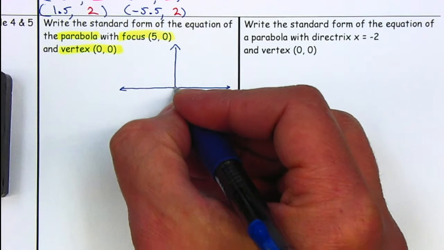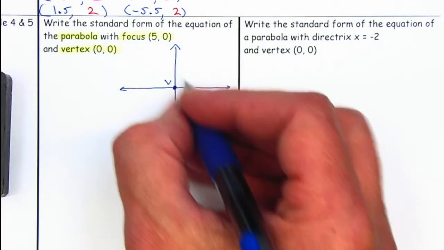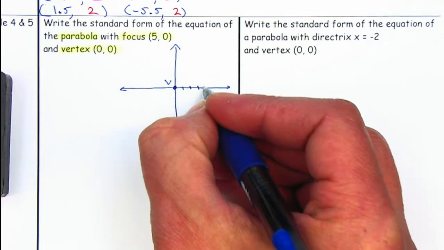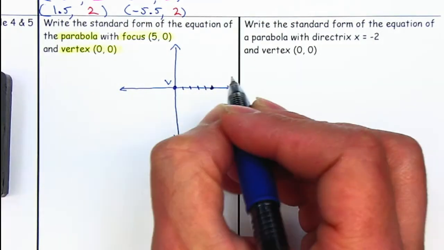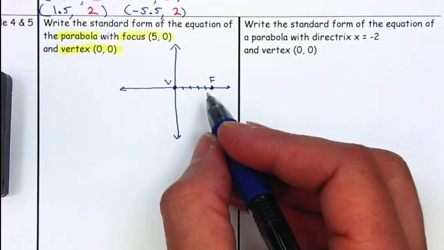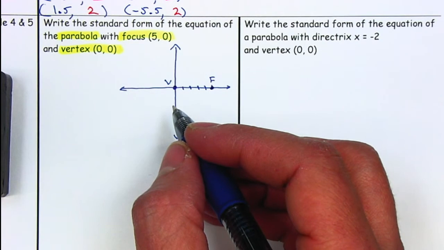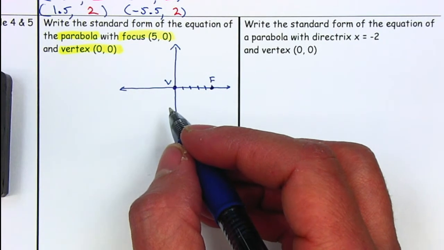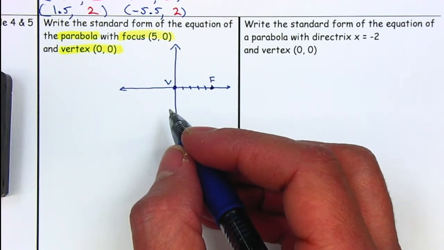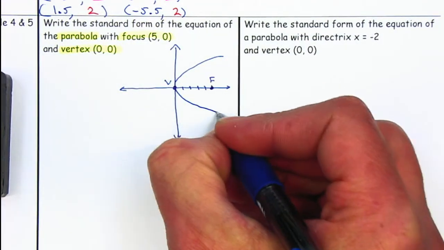My vertex is (0, 0). My focus is (5, 0). That means I'm going to go to the right 1, 2, 3, 4, 5, and I must stay there. That is my focus. Remember, your focus has to be inside your parabola. So which way will the parabola be facing? Up, down, left, or right? In this case, you are forced to draw a parabola that's facing to the right.